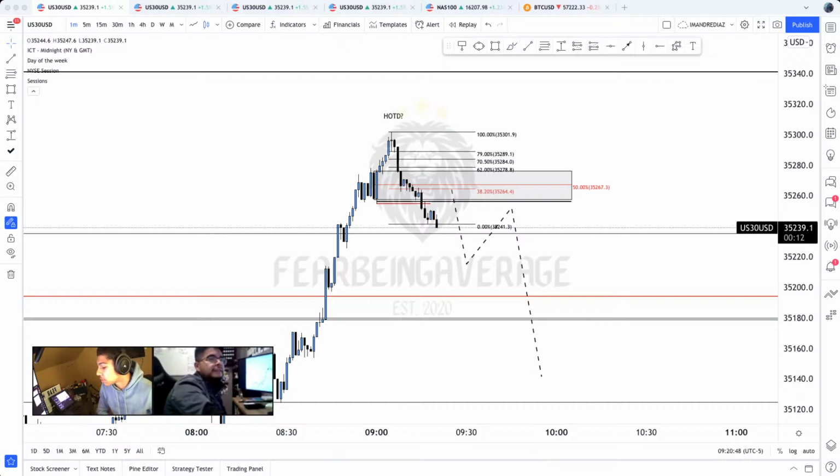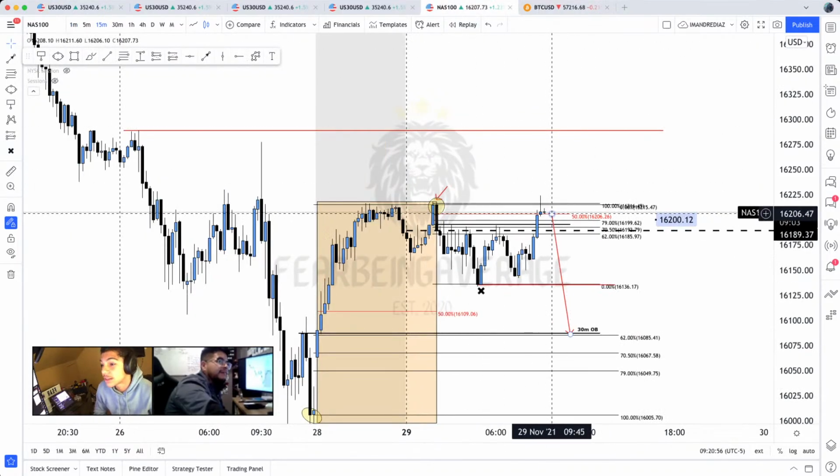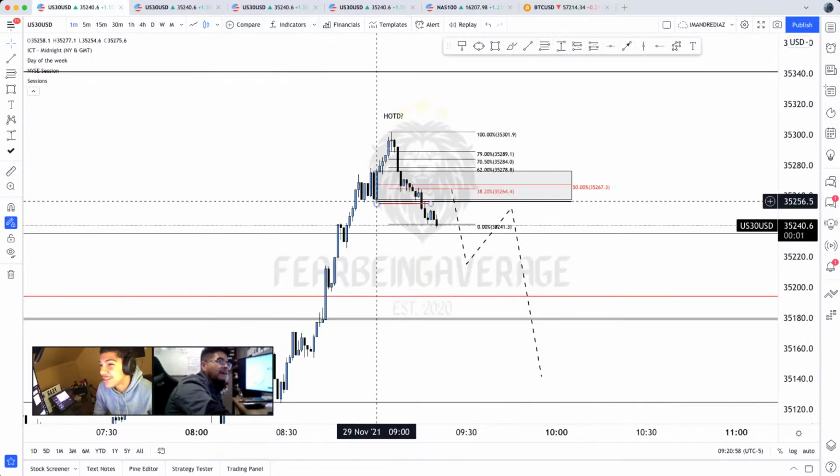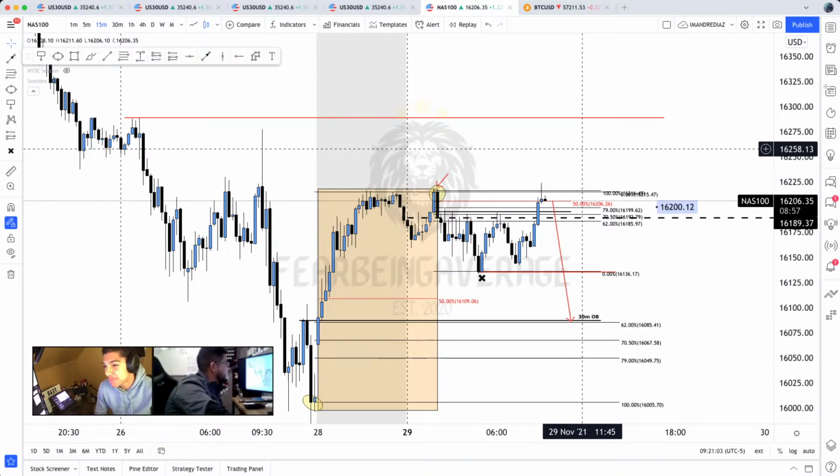Everything's just dropping. I feel like I'm missing just everything right now. Bitcoin start dropping. NAS just looks like... Matter of fact, if we miss US30, we got NAS too. We just hopping from pairs, because each one misses a setup. I feel like every time I look at one, I miss one.